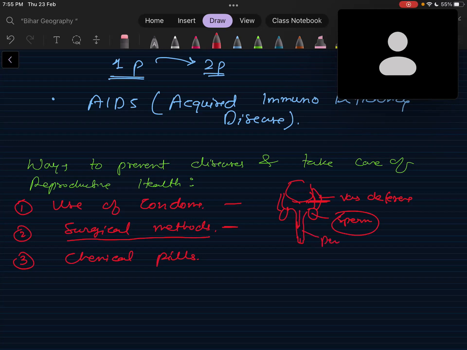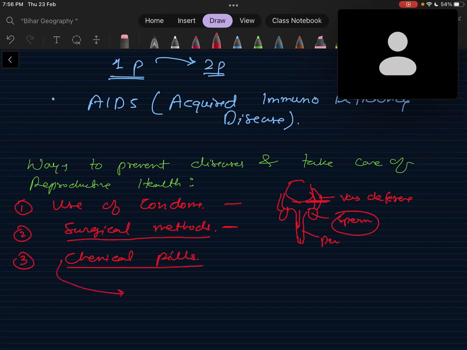Sir, in that method, the male would not be able to reproduce again, right? Yes, the male will not be able to reproduce again. Yes, sir. Okay, so that's what happens there. A similar process is done in females as well. And the other thing is chemical pills.